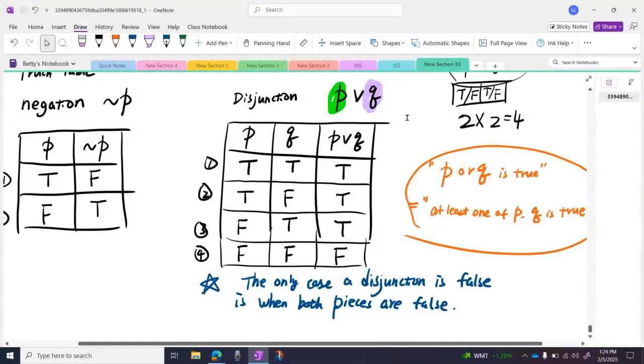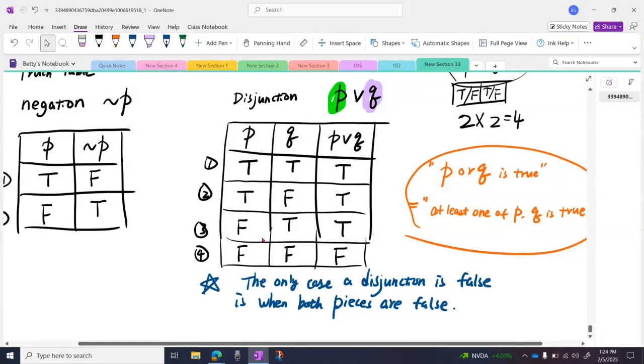A disjunction is kind of low maintenance. To make a disjunction true is pretty easy. It only takes at least one of them being true, right? So the only case a disjunction is false is when both pieces are false. I want you to reward yourself with this to feel comfortable. Always remember this sentence when it comes to the truth value of a disjunction. When you see both pieces are false, the disjunction is false.